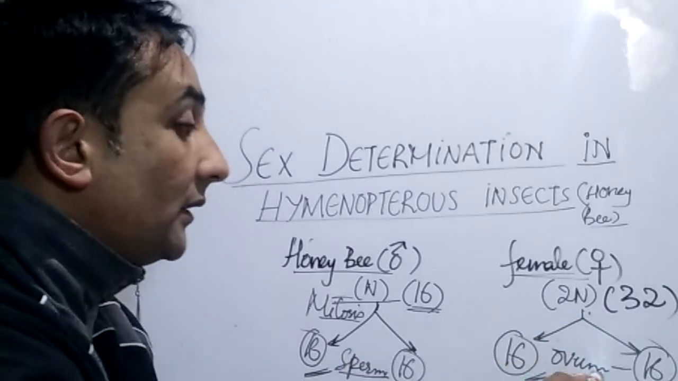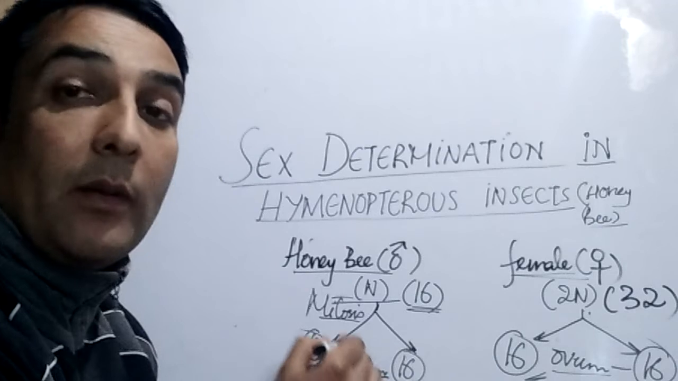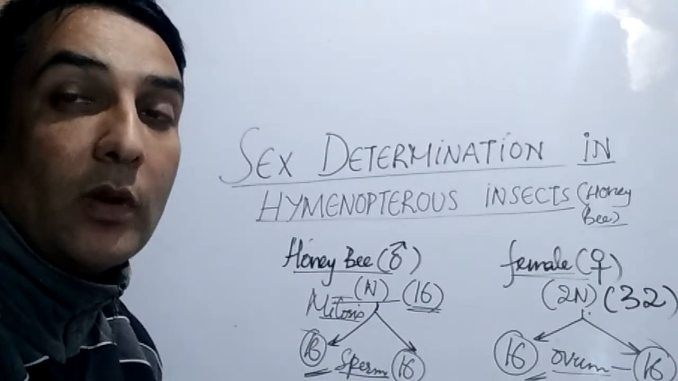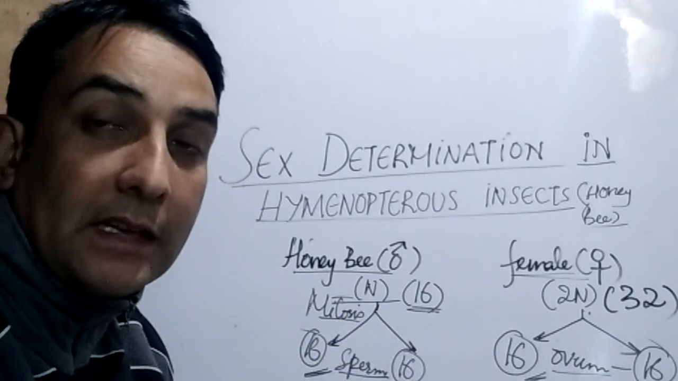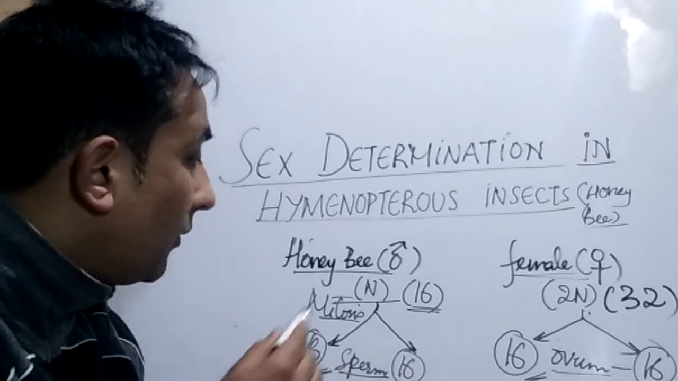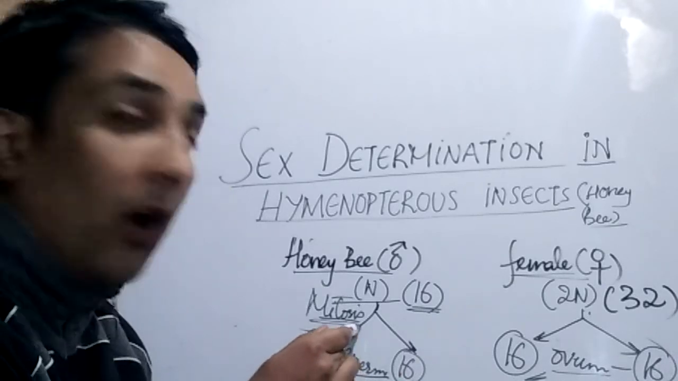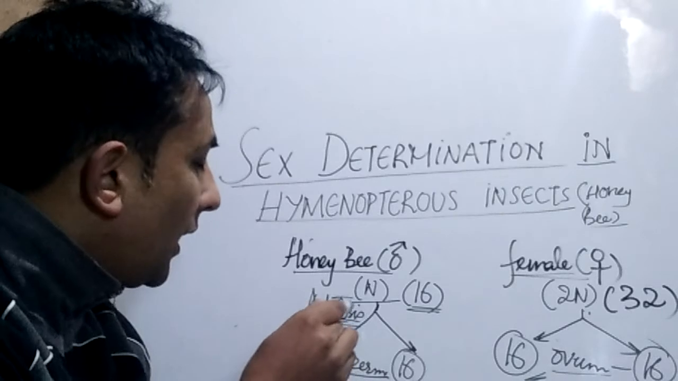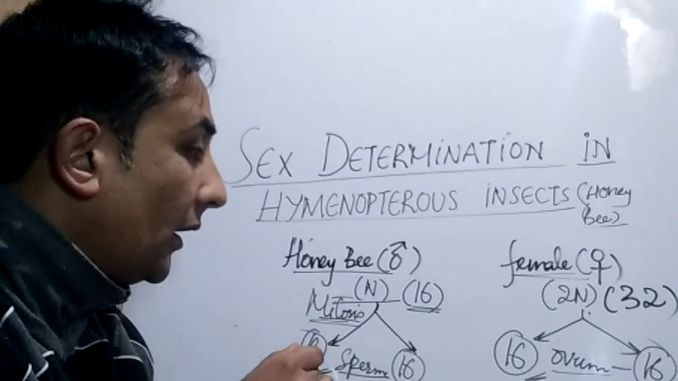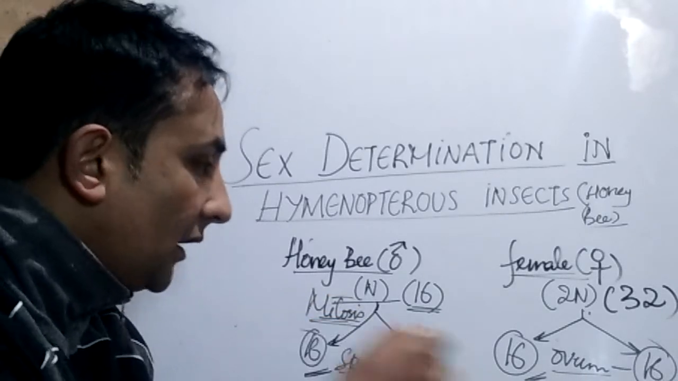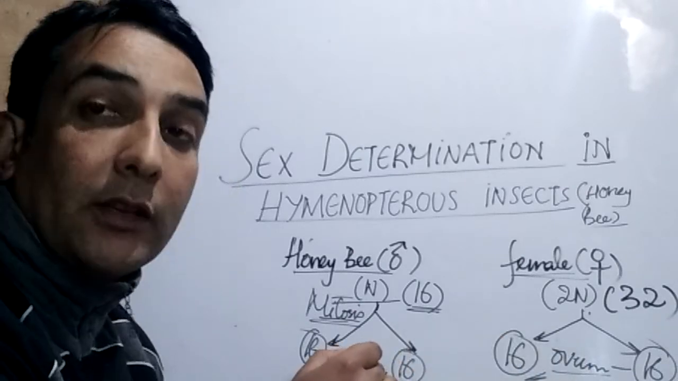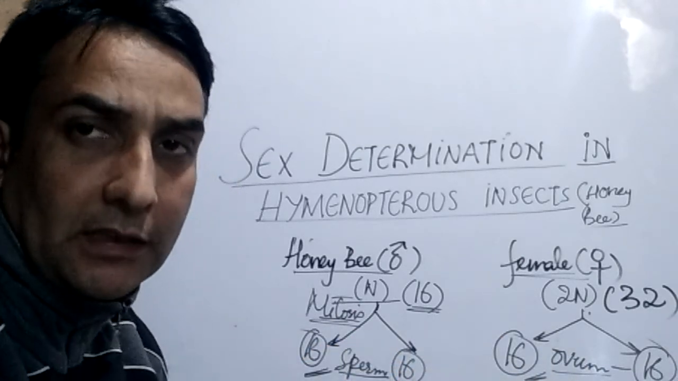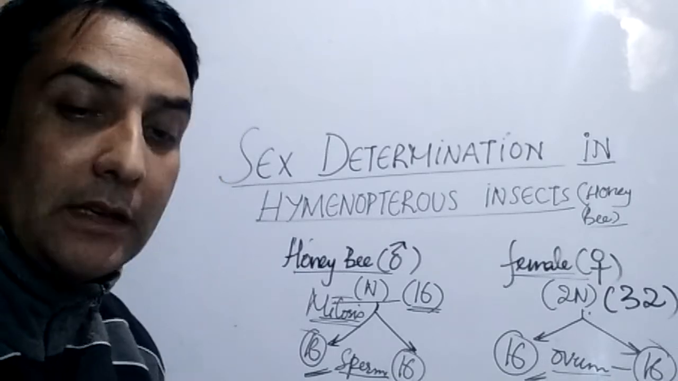Now you will see these are ova and these are spermatozoa, but in both the ova and the spermatozoa the chromosome number is half, that is the 16. I do not mean to say over here that the chromosome number has been halved over here. It has not been halved. Mitosis occurred, it is equational. I mean to say that in each of the gamete, either sperm or the ovum, the chromosome number is only 16.